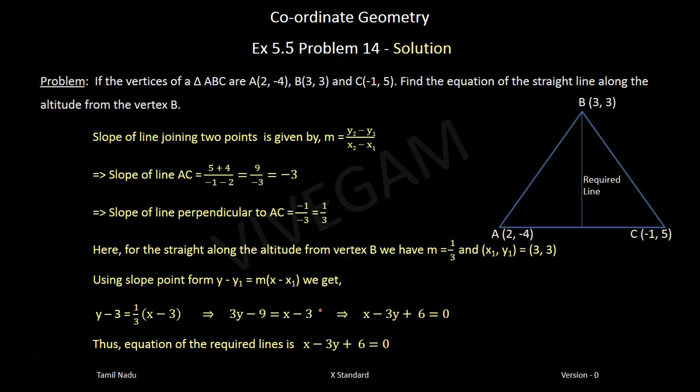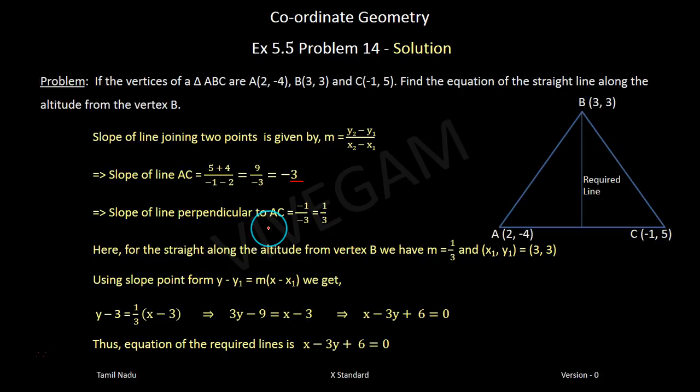Okay, so the solution. The slope of the line joining two points is given by y2 minus y1 divided by x2 minus x1. Let's take this as x1, y1 and this as x2, y2. So the slope of AC will be y2 minus y1, 5 minus of minus 4, that becomes 5 plus 4, and x2 minus x1, minus 1 minus 2. So it becomes 9 divided by minus 3, which is equal to minus 3.